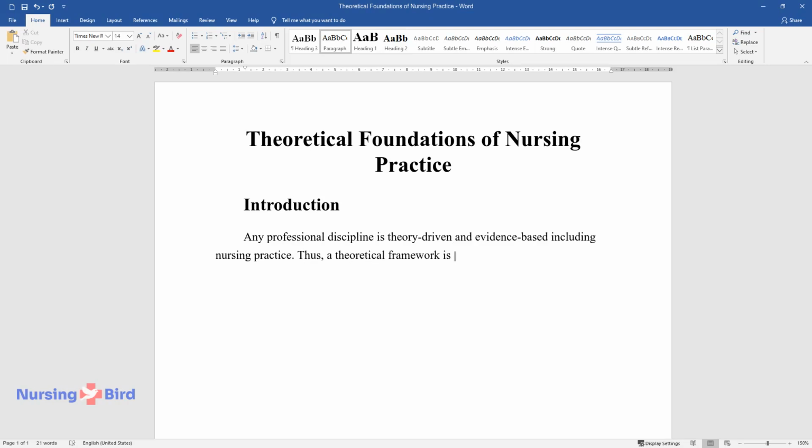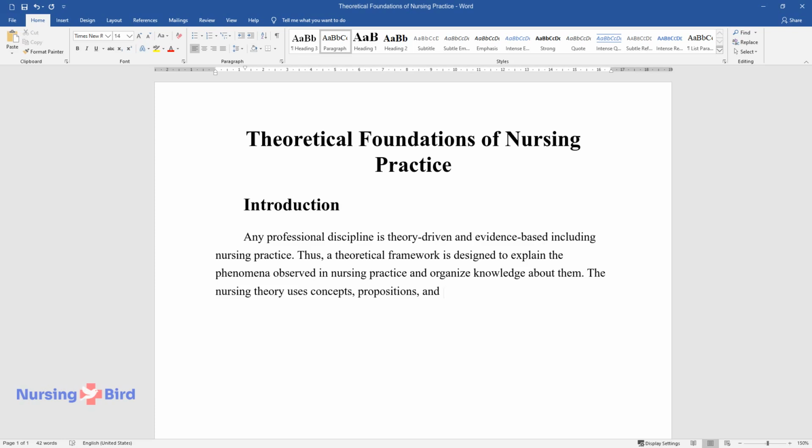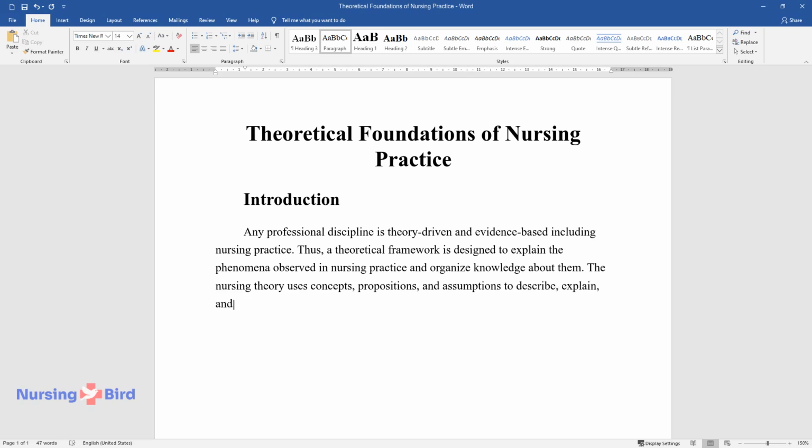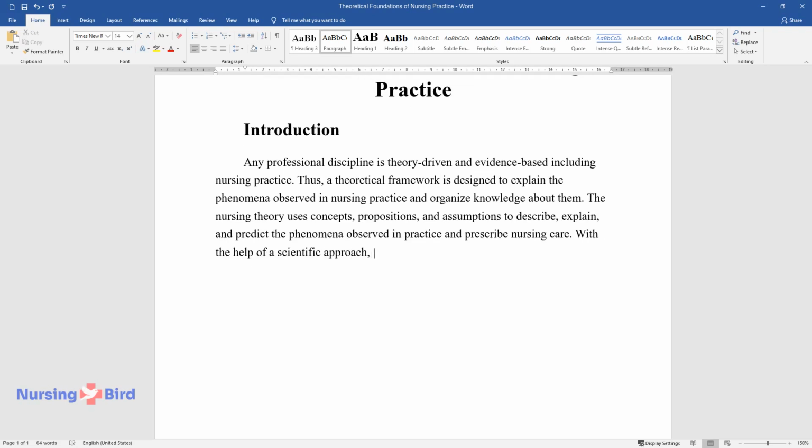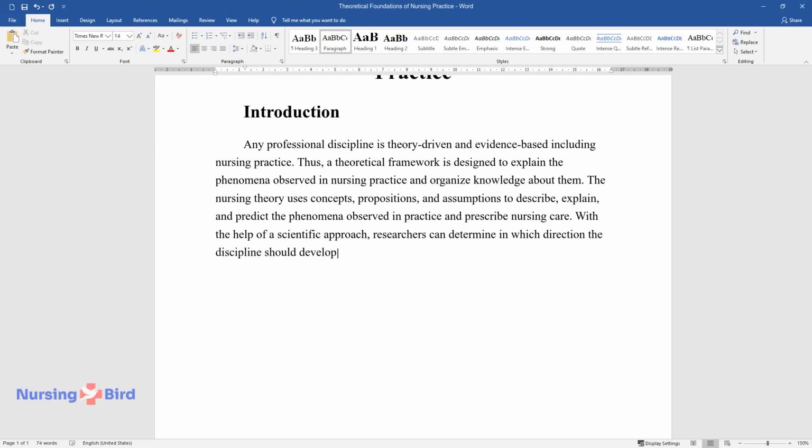Thus, a theoretical framework is designed to explain the phenomena observed in nursing practice and organize knowledge about them. The nursing theory uses concepts, propositions, and assumptions to describe, explain, and predict the phenomena observed in practice and prescribe nursing care.